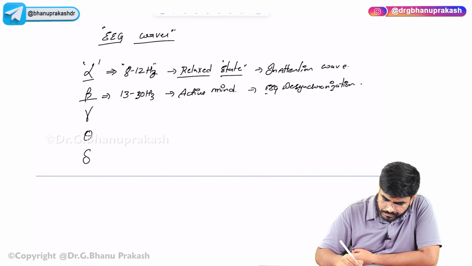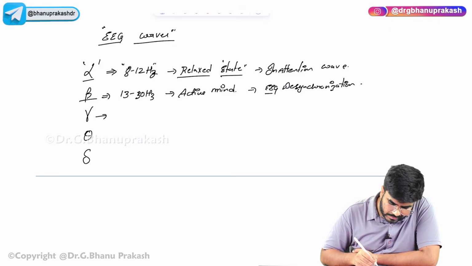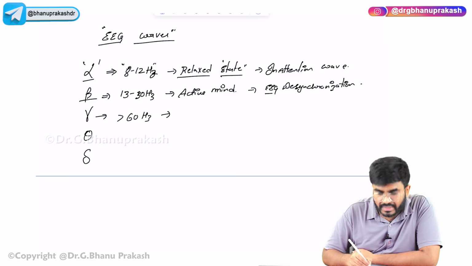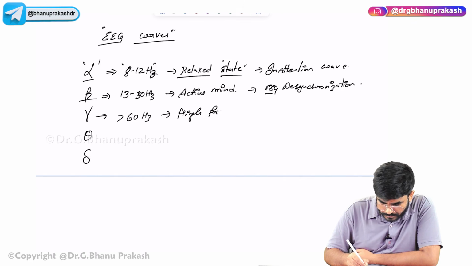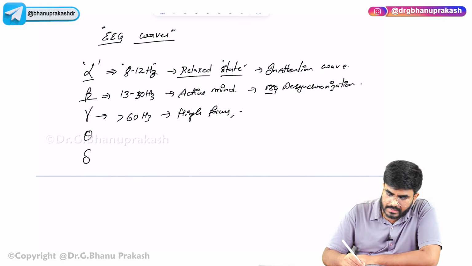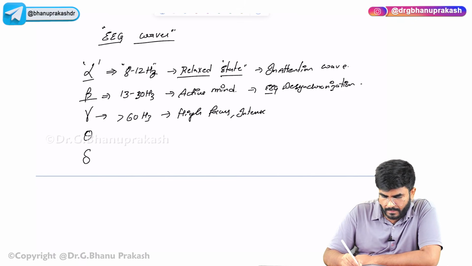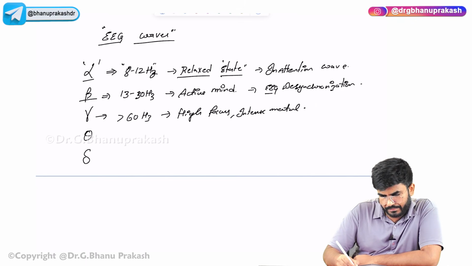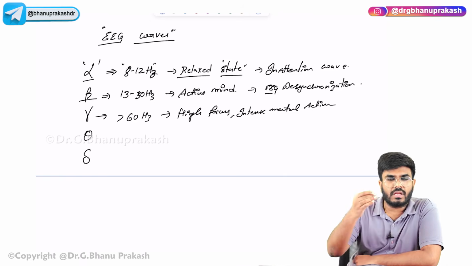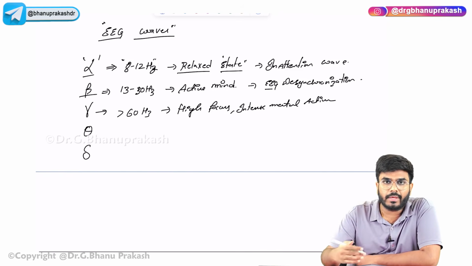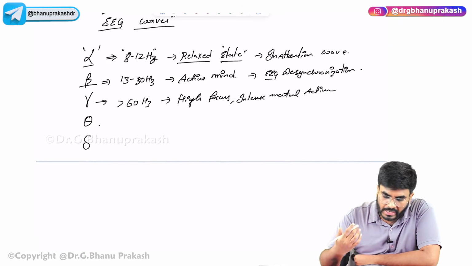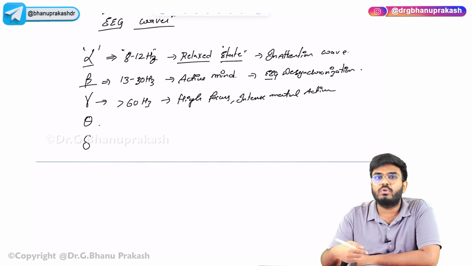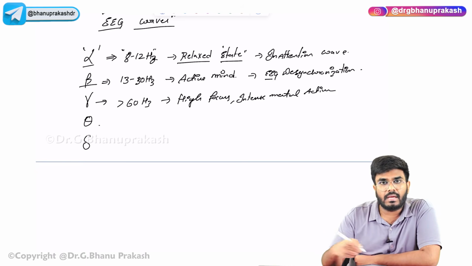EEG desynchronization wave. Next, gamma waves. The frequency of gamma waves is more than 60 hertz. You are having intense mental activity, high focus. Means you are solving some problem, like a mathematical equation. High focus and intense mental activity are going to show the gamma waves.